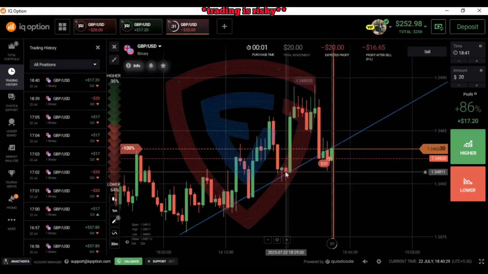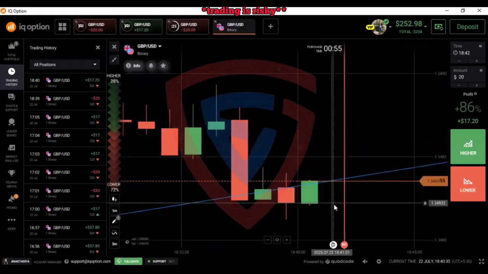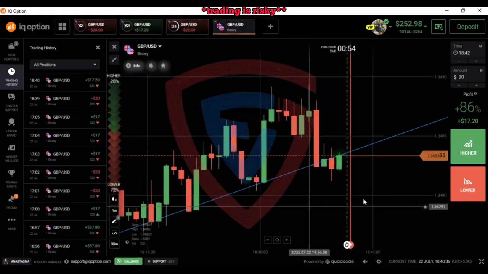Because the level is here, there is no level to go with buyers. So that's why I placed a lower option trade instead of a higher option trade.